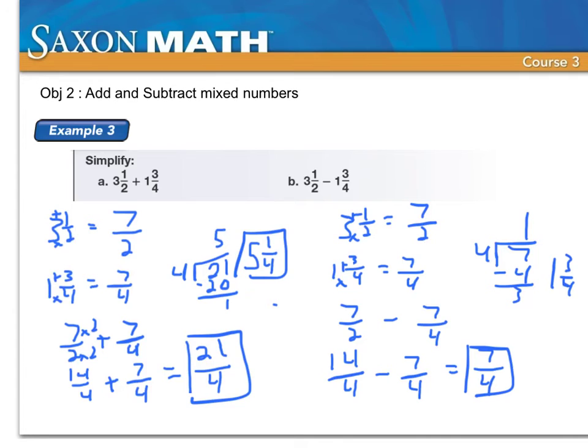Oops, sorry, 1 3/4. So again, this is our big number. My denominator has to be 4 because that's what it was here, so that means that 3 has to be my top number. 1 3/4.